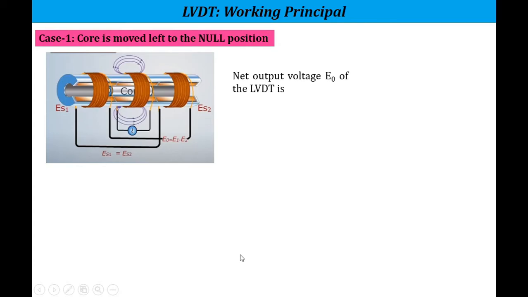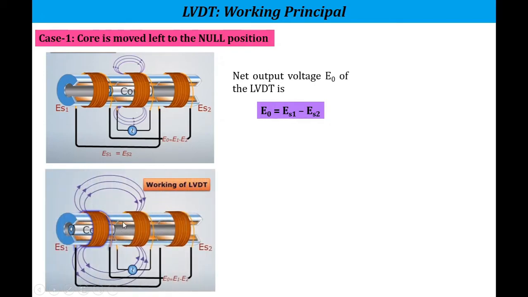So therefore here you will observe that this was the first case, that is E0 equal to ES1 minus ES2 whenever the core is at exactly center. Now here we have moved this core towards left hand side. So that's why here you will see that this is the EMF associated with the first side of the secondary winding, that is S1.